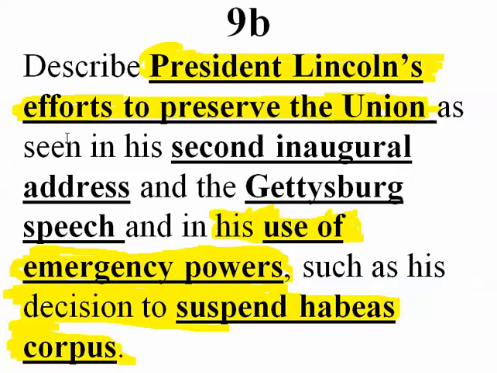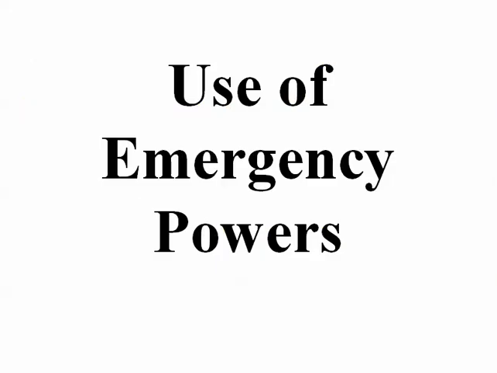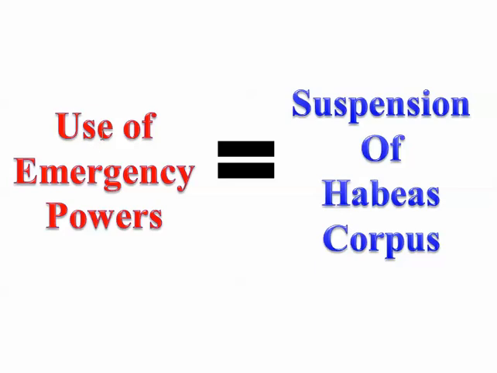Alright, so describe President Lincoln's efforts to preserve the Union. Let's start out with his use of emergency powers, such as his decision to suspend habeas corpus. So let's focus on that and see how that is evidence that he wanted to save and preserve the Union. When we say use of emergency powers, that's equivalent to saying that Abraham Lincoln suspended habeas corpus within the United States. And what does this mean, habeas corpus?